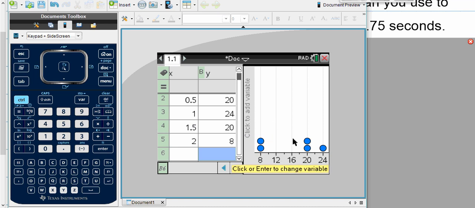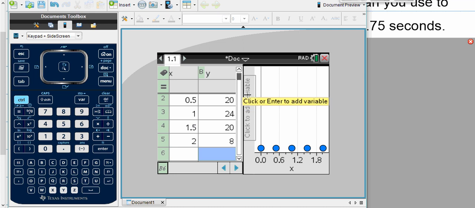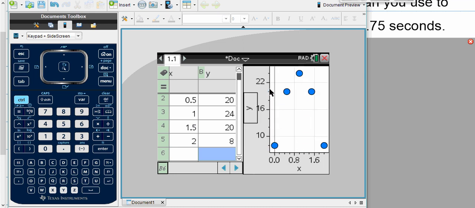But you have to change. So we're going to click here, and we're going to change that to X. See, my numbers move, my dots are moving, and then I have to click over here and change that to Y. Now I have a graph. So you can analyze that and see what you think.